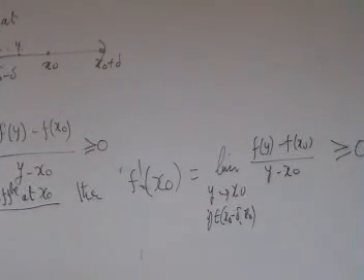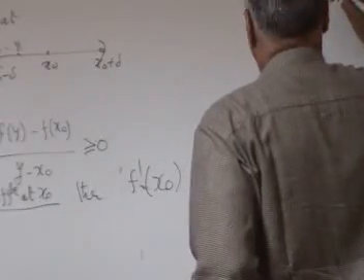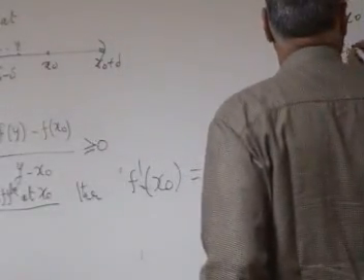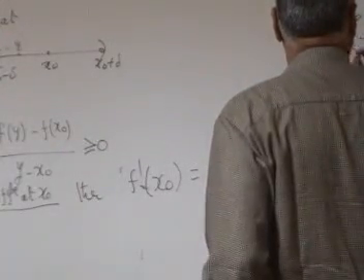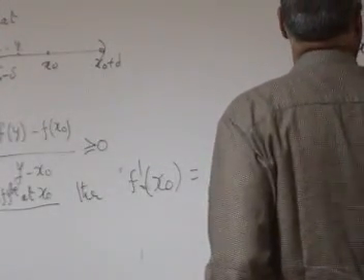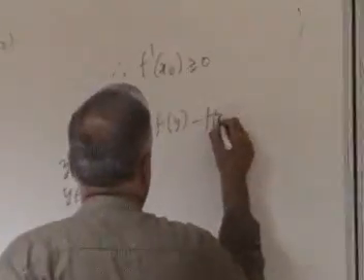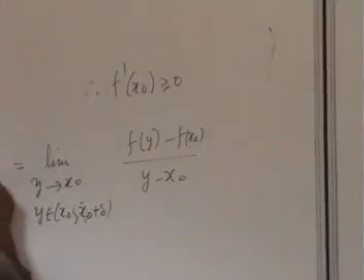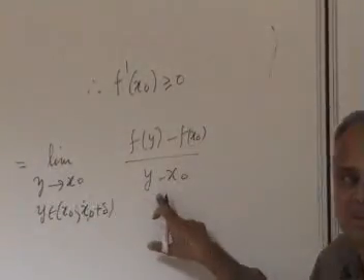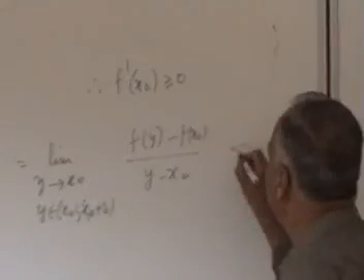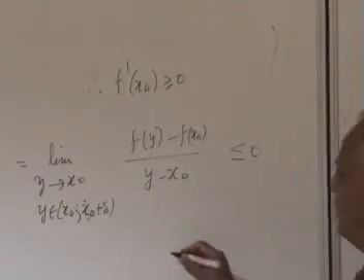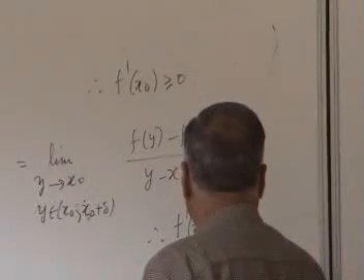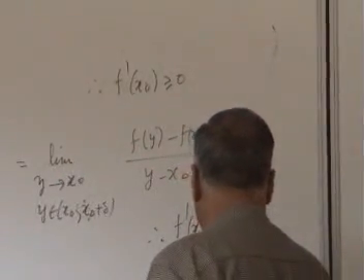Similarly, look at the other side. If you look at the limit as y tends to x naught, y belonging to (x naught, x naught plus delta), of f of y minus f of x naught divided by y minus x naught, which is again equal to f prime of x naught. Now what can I tell about this ratio? It should be negative, so this whole thing is less than or equal to 0. Therefore, f prime of x naught is greater than or equal to 0 and less than or equal to 0, therefore f prime of x naught is equal to 0.